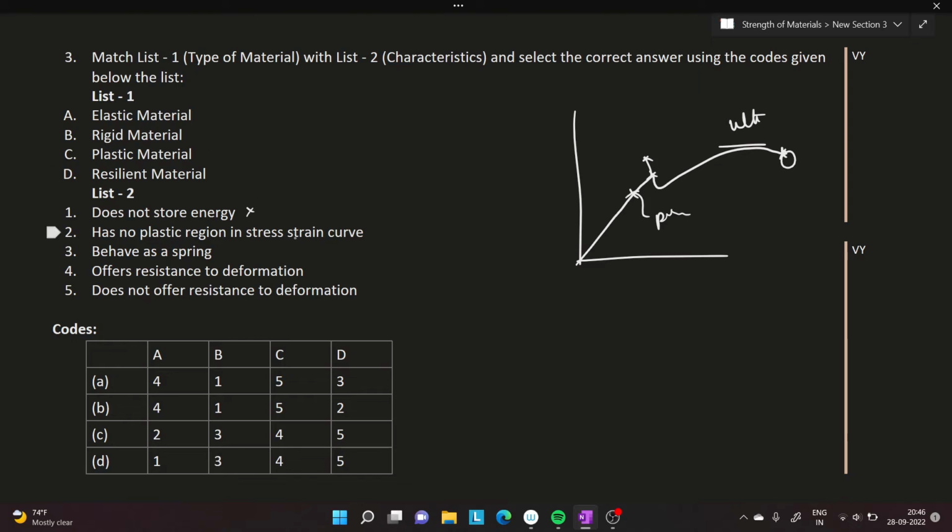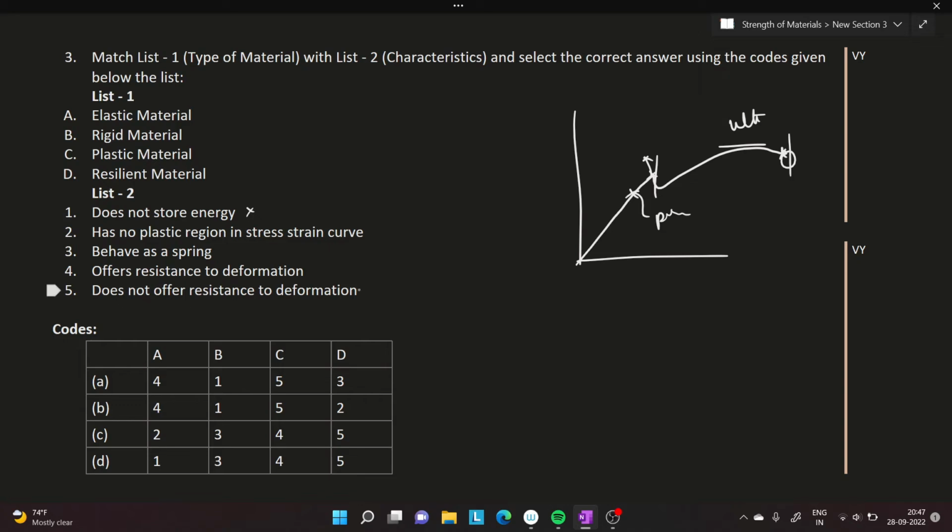Has no plastic region in the stress strain curve. Obviously this is also wrong. Beyond the point of elasticity, whatever the curve traverses, meaning this point, is going to be the plastic region. Behaves as a spring, not quite much, right? So obviously if the material is in the plastic region, it is not going to act as a spring. Offers resistance to deformation. Every material does that. It's not so special for elasticity. Let us come to the fifth option and then come back to the fourth one.